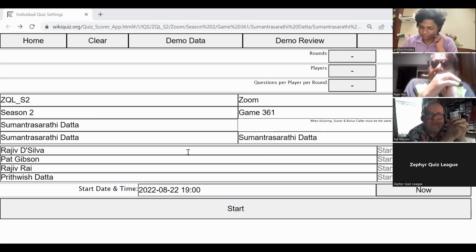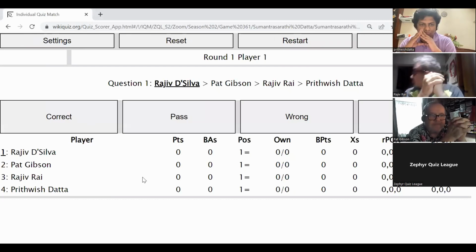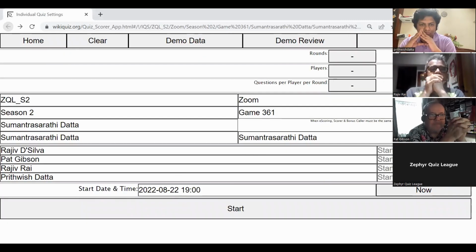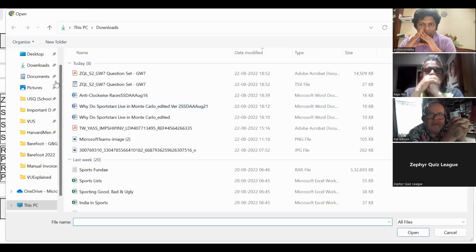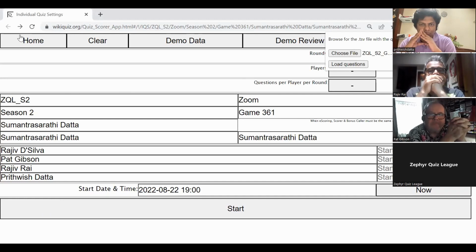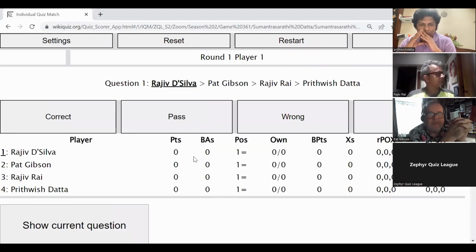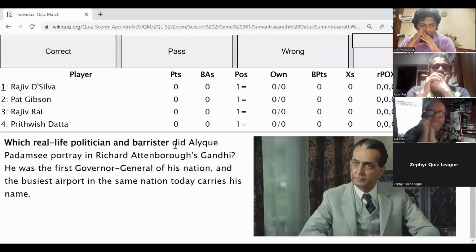And without further ado, I will just start off with the first question for Rajiv De Silva. And all the best, everyone. Okay, so that's the start. Rajiv De Silva, this is the first question. Which real life politician and barrister Alik Padamse portray in Richard Attenborough's Gandhi?